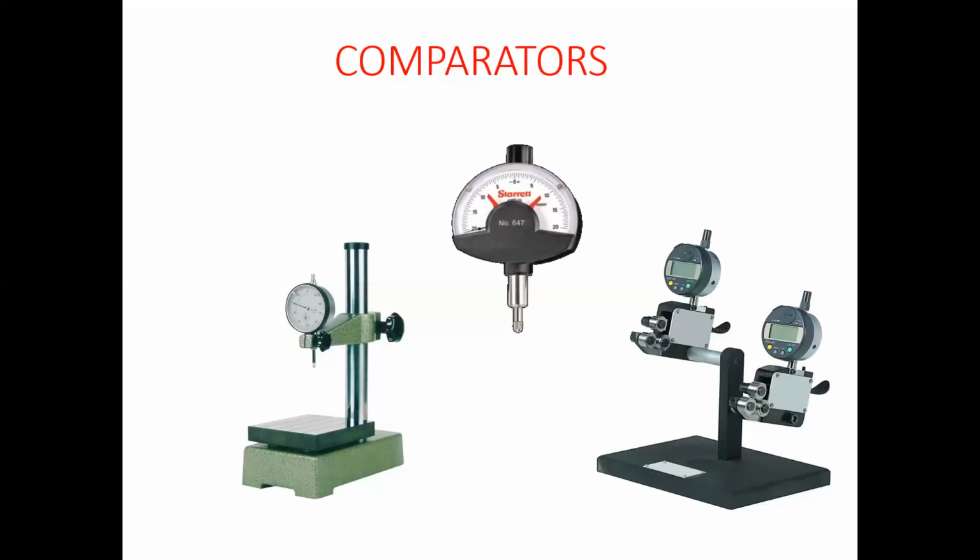Dial indicators are nothing but comparators when they are used for indicating the difference from the standard one, right? If they are used for measuring the actual dimension of the given part, they are called dial indicators, right? That is the difference between dial indicator and comparators. Here, different types of dial indicators are there. We are going to discuss different types of dial indicators, right? This is the complete stand of the dial indicator and this is a platter. We are going to place the work part to be measured here. We already discussed this in the dial indicators, right?